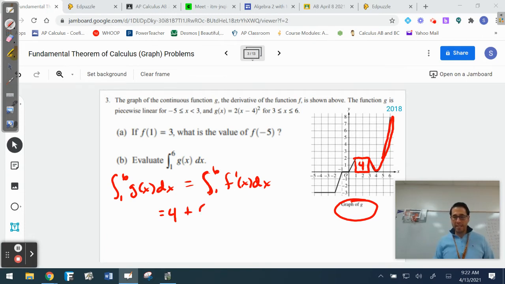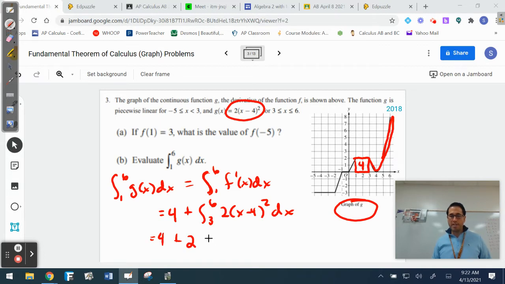I'm just going to break it up. And now I'm going to go from 3 to 6, and they give me the function, you guys. That's exactly why they give it. 2 times (x minus 4) squared dx. Okay, so I got this 4 hanging on. I'm going to bring that 2 on the outside.